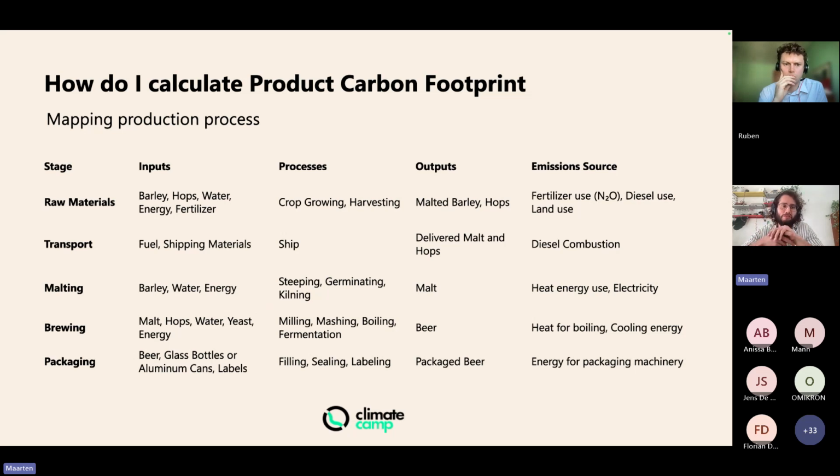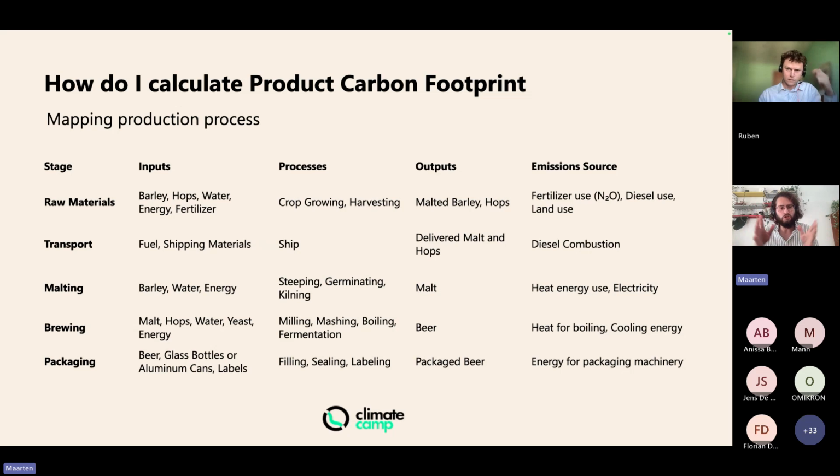Now, ClimateCamp has a lot of breweries and customers in the beer sector, so I used beer making or beer brewing as an example here. Where you can see we listed all the different production steps, raw material sourcing, transportation towards the brewery, the malting process, brewing process, and the packaging process. And then for each of these production steps, we define what goes in, what's the input, what process happens, and what is the outputs.